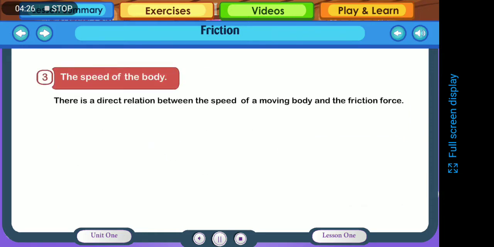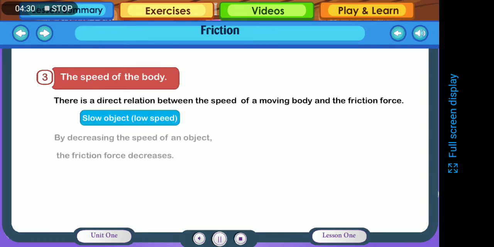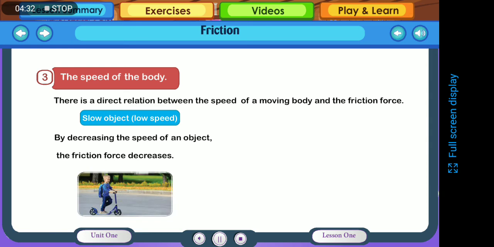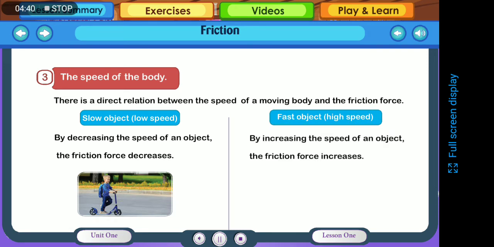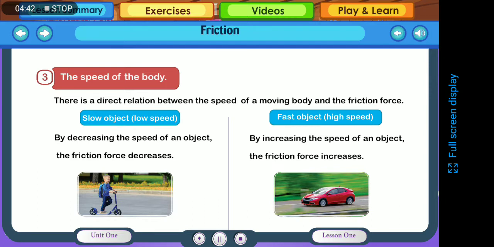Speed of the body. There is a direct relation between the speed of a moving body and the friction force. Slow object, low speed: by decreasing the speed of an object, the friction force decreases. Fast object, high speed: by increasing the speed of an object, the friction force increases.